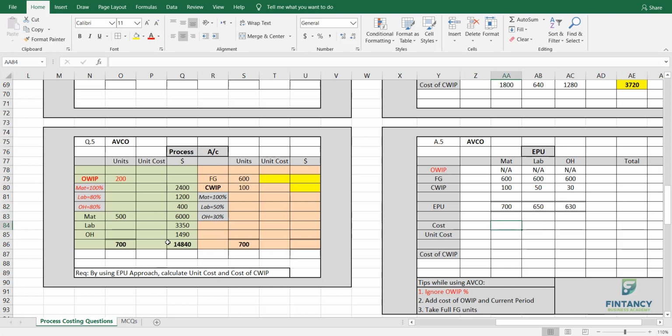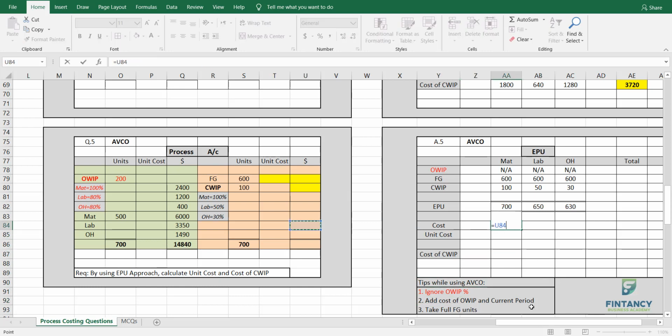Cost. Question. Because you have two types of costs here. These are coming from the opening and these are coming from during the month. So for this you have rule number 2. What is rule number 2? Rule number 2 is add cost of opening work in progress and current period. Why? Because see, we are taking average. So when we are taking average, remember I told in the start, you have to total. So total what? Basically total the cost.